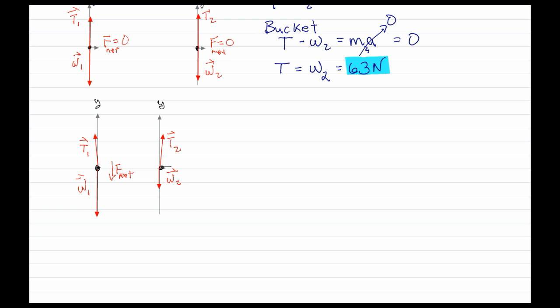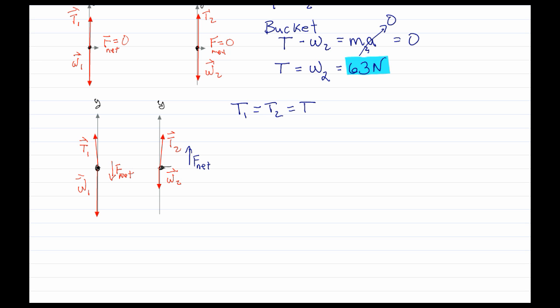Let's write down a few things. First of all, I forgot to write the net force. The net force for bucket 2 is upwards. Things to note: because it's the same rope and it's light, the magnitude of T1 is equal to the magnitude of T2, which we'll call T.